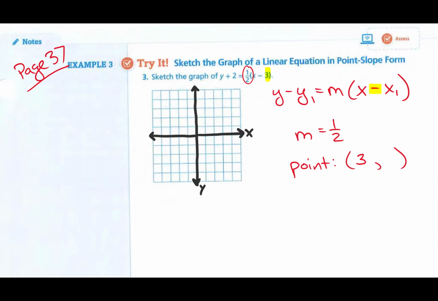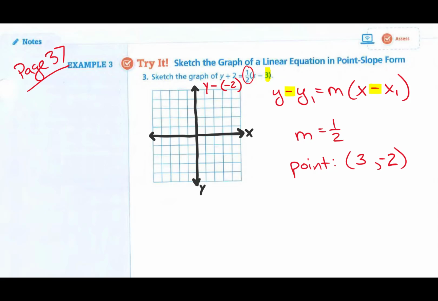And then for the y, your y should have this negative, but there's a positive 2. So be careful. What this tells us is really we had a y minus negative 2. That's where we got that plus 2. We saw that in some previous examples. And so the y1 value is actually a negative 2.